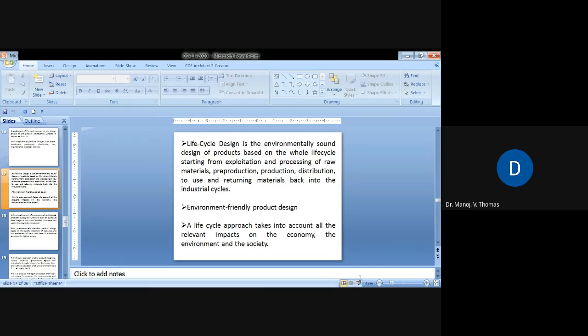So life cycle design is an environmentally sound design of products based on the whole life cycle, starting from exploitation, processing of raw material, pre-production, production, distribution, to use and returning materials back into the industrial cycle for recycling.